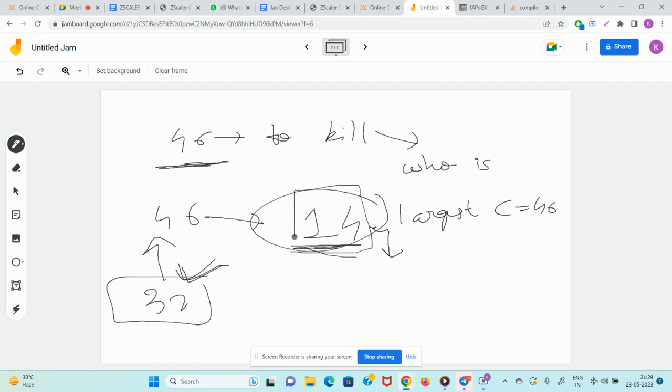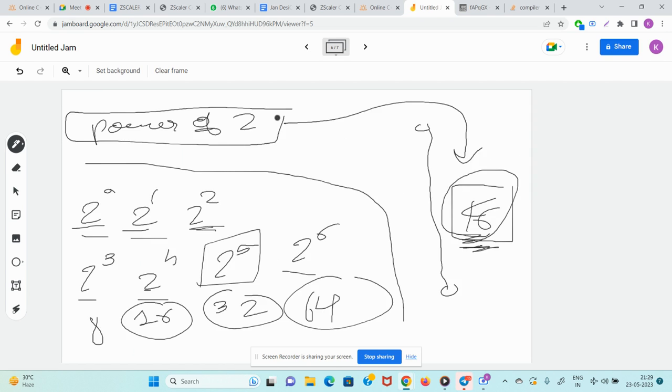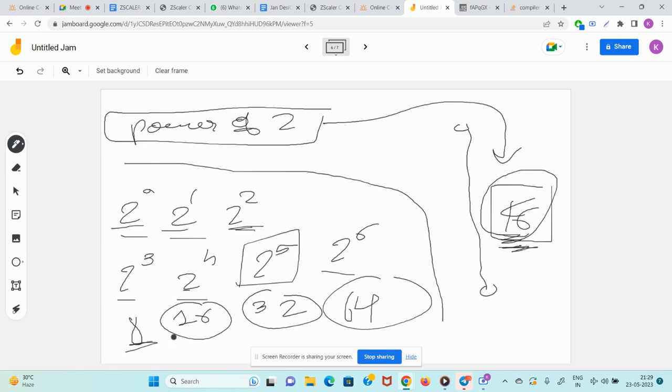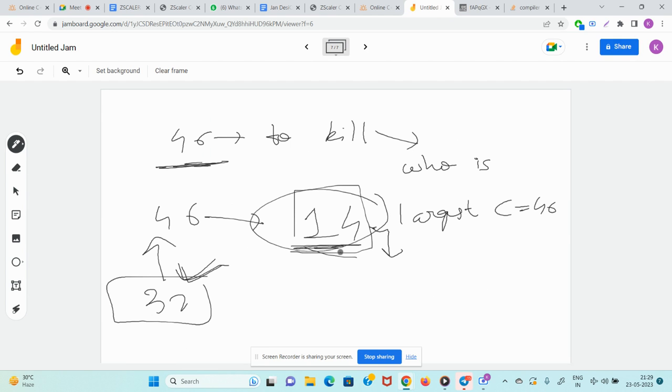Similarly, if you want to kill 14, try to send the biggest guy. 8 is the biggest guy. You cannot send 16 because 16 is greater than 14. So you send 8. So what is 14 minus 8? It is 6. Guys, for 6, whom will you send?